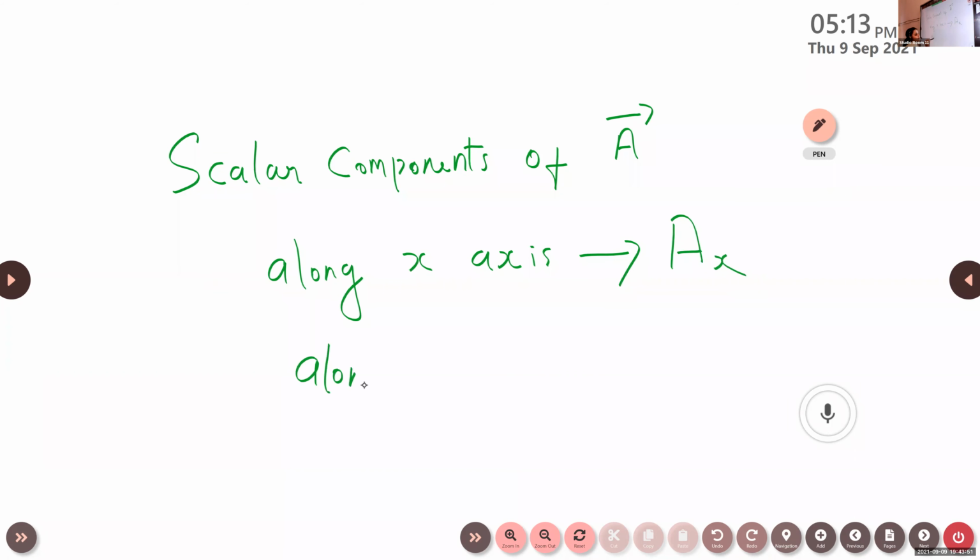Along y-axis, it is AY. Here we don't need to consider the unit vectors because unit vectors are only used to represent the direction of a vector quantity. So magnitude and unit vector together represent the vector components. But in the case of scalar components, we only need to consider the magnitude of that particular vector. If it is a vector AX, we only need to consider the magnitude. That represents the scalar components of a vector.